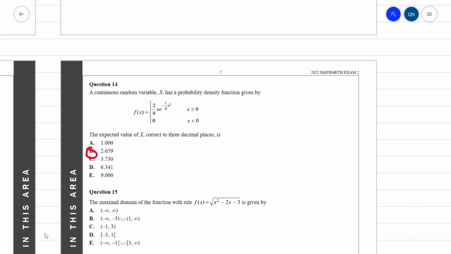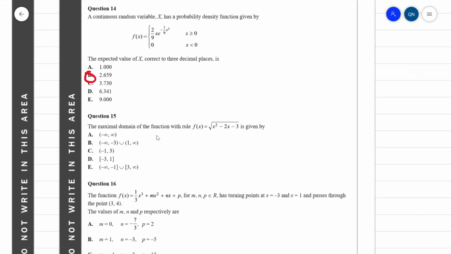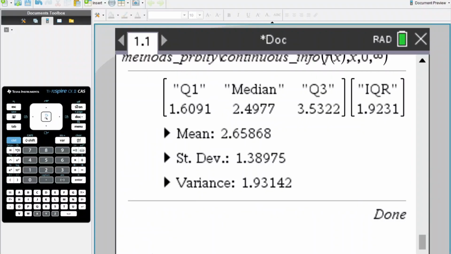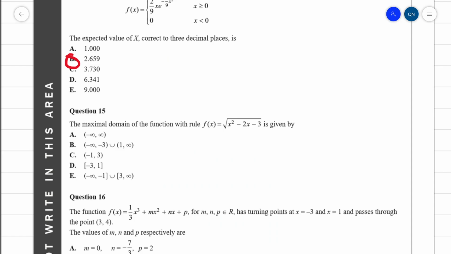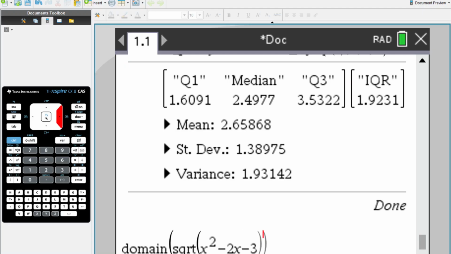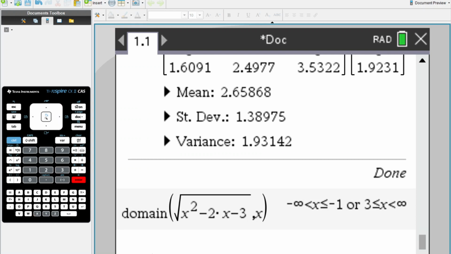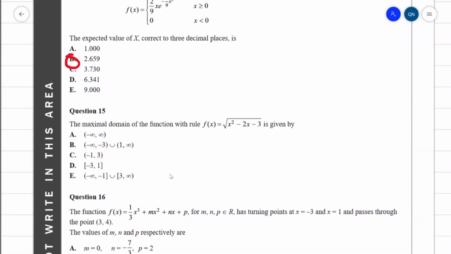All right, question 15, maximal domain again. So that's fairly simple. Just type in domain of the square root of x squared minus 2x minus 3, comma x, and we get this set. It's negative infinity to negative 1 inclusive, then 3 to infinity. And just looking at the answers, it's going to be option E. So negative infinity to negative 1 inclusive, then 3 off to infinity.